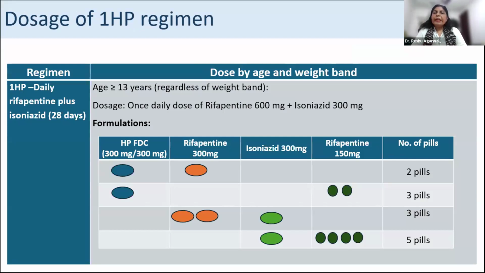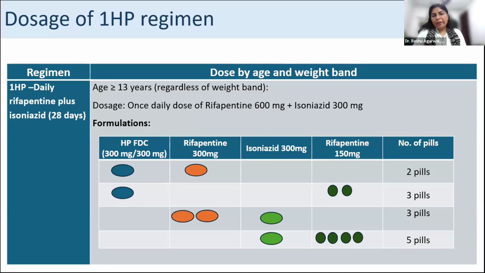The dose for rifampicin is 600 milligram and isoniazid is 300 milligram. Usually you will get this in different combinations. There is an FDC available, which has 300 milligram of rifampicin and 300 milligram of isoniazid. If you have this FDC, it has to be combined with a 300 milligram tablet of rifampicin, and that's how you give the patient 2 pills daily for the 1 HP dosage. If you have the FDC of 300 plus 300, and rifampicin of 150 milligram, you will take 1 tablet of FDC and 2 tablets of rifampicin 150 milligram, and the total pill burden would be 3 pills.